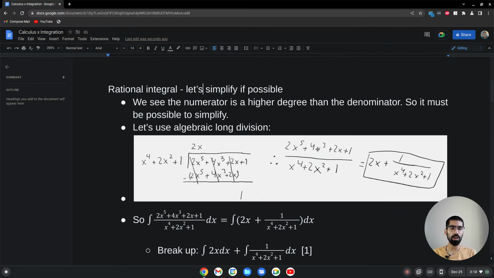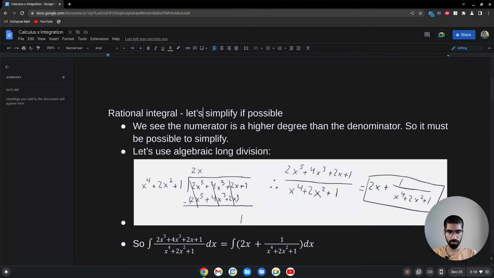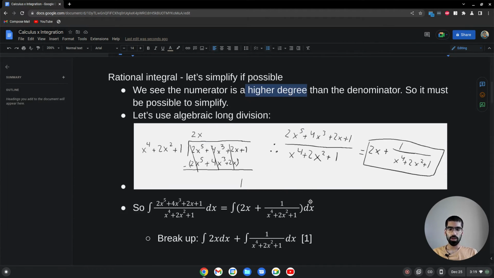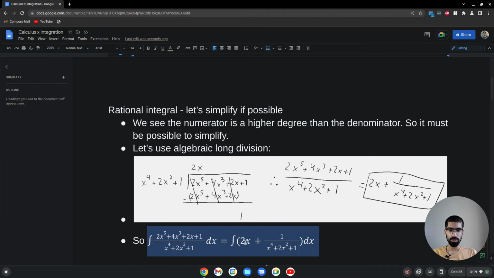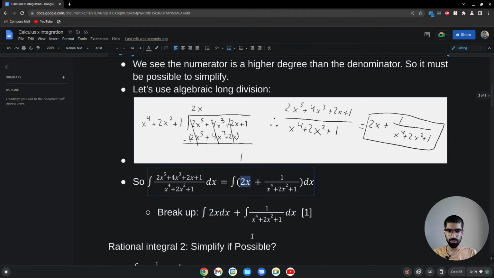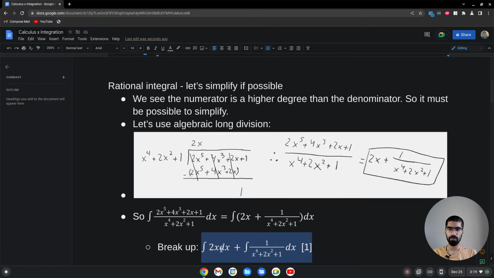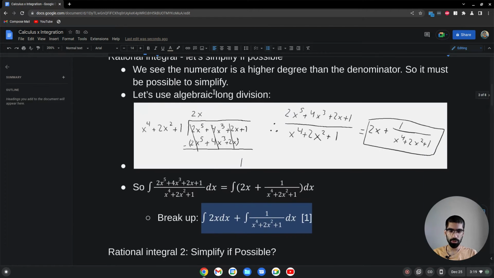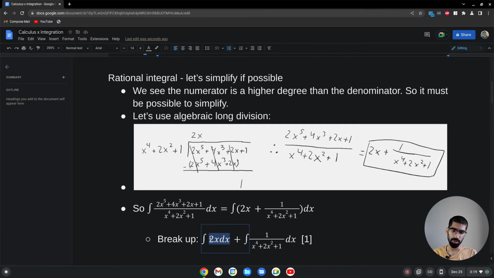So this big ugly fraction turns into 2x plus 1 over this thingy right here, which is good. So now we took the big ugly fraction and simplified it using algebraic long division because we saw that this condition was true. Now, because we have these two terms in our integral, and this term looks a lot more friendly than this one, we're just going to get this term over by itself. And here we have this integral turned into a slightly more friendly integral. At least we know what the first term is, right?